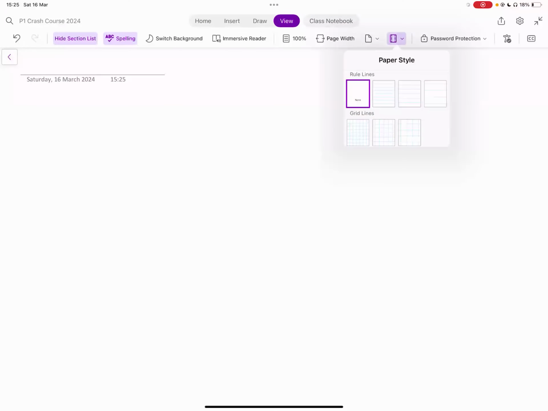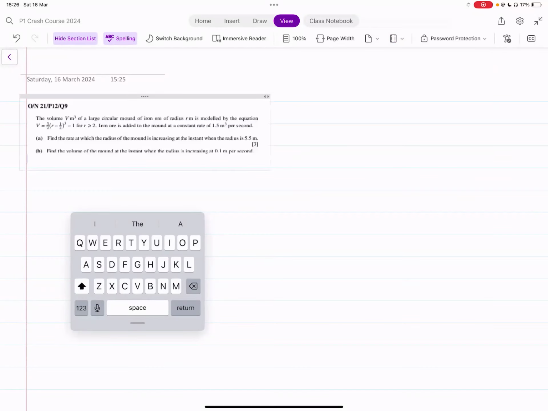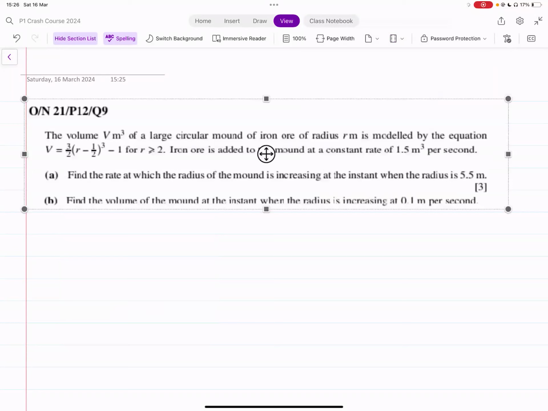Okay, let's try another question on rate of change. This is from a recent paper, apparently 2021. Let's have a look at this. It says the volume of a large circular mound of iron ore of radius r meters is modeled by the equation V equals this, for r greater than or equal to 2. Iron ore was added to the mound at a constant rate of 1.5 meter cube per second. Find the rate at which the radius is increasing when the radius is 5.5.